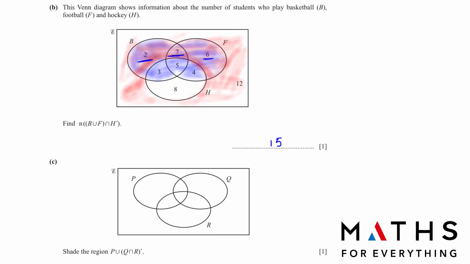Now for part C, we have been given 3 circles. Shade the region P union, Q intersects R, bracket, complement. Again the same thing, Q intersects R complement means it is not in the intersection. So which part will that be? It will be, this is our intersection of Q and R. We want everything except that. And that is joined by P. Because we have P union. So we shade everything except the intersection, Q intersection R not.